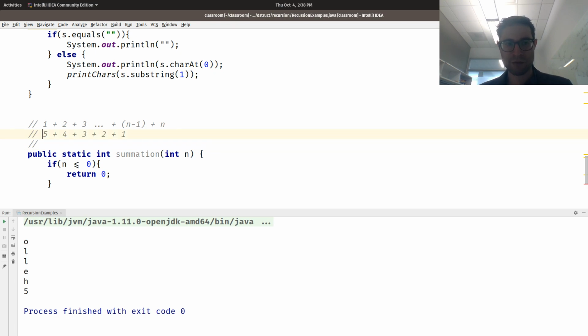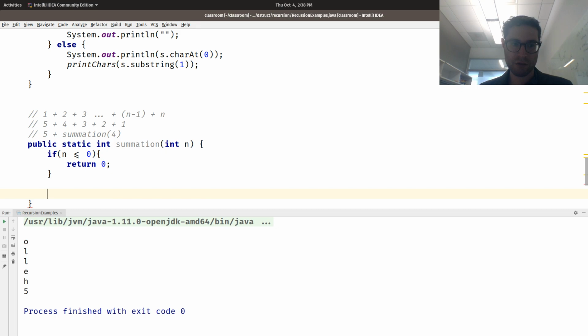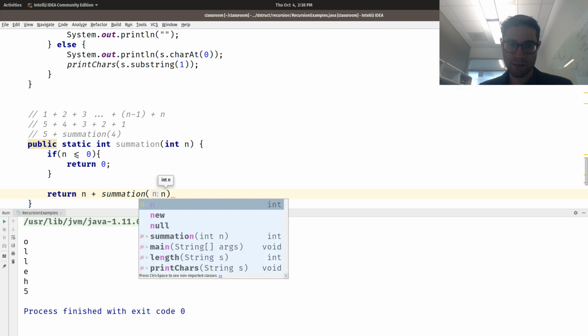So 5 plus 4 plus 3 plus 2 plus 1, we realize, well, that's the same thing as 5 plus the summation of 4. So what we want to do is return, well, not 5, but n plus the summation of n minus 1.